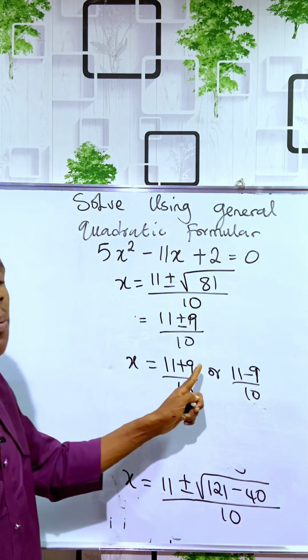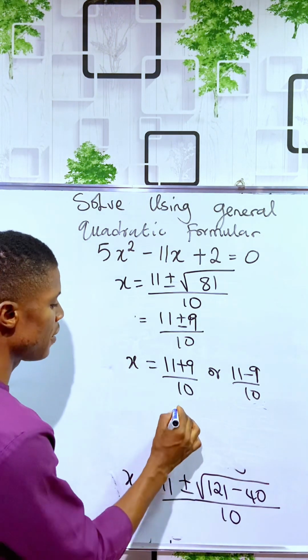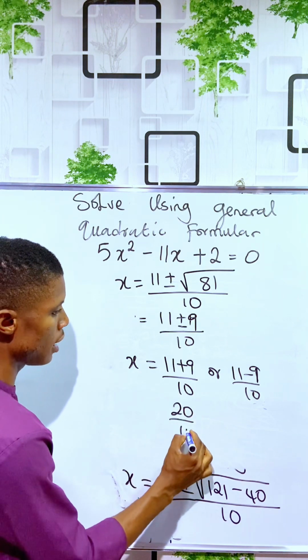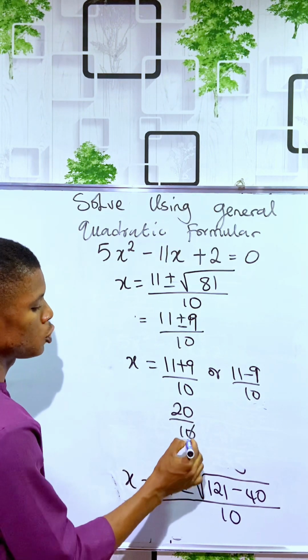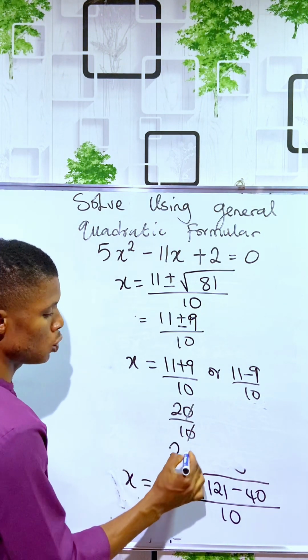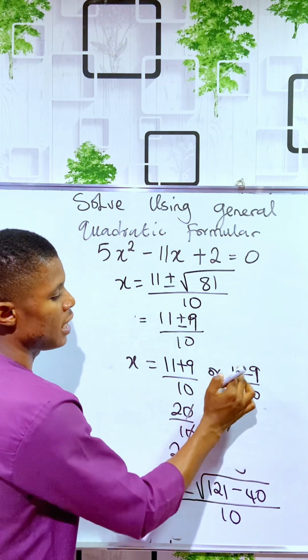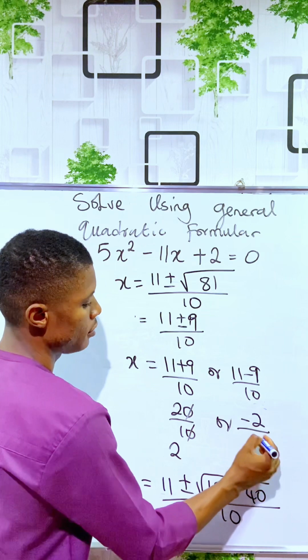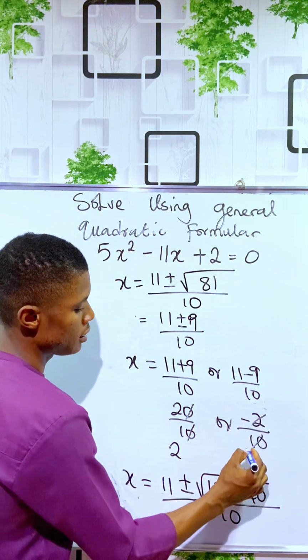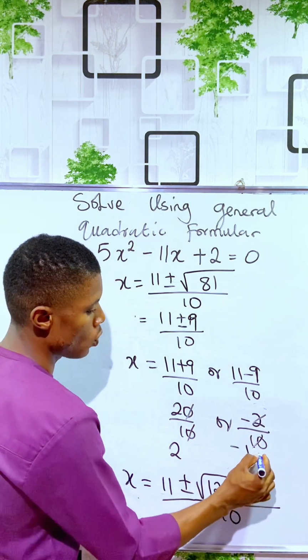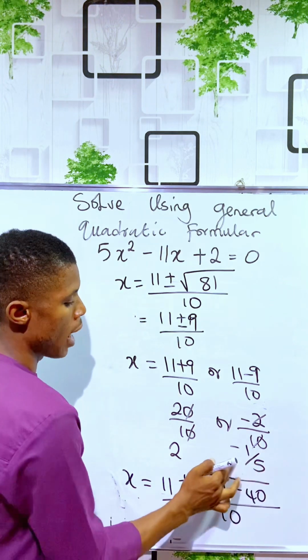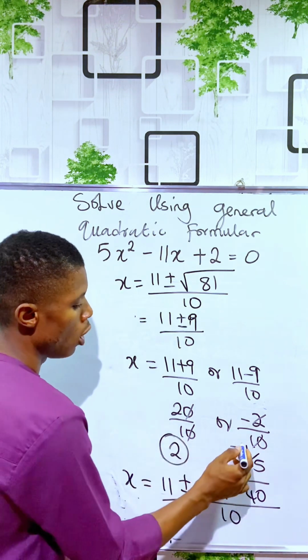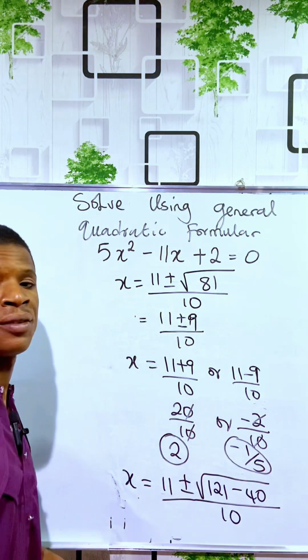When you have 11 plus 9 over 10, you have 20 over 10, and that will give you 2. So x is 2, or you have 11 minus 9, which is 2, so minus 2 over 10. If you divide, you see that it will be minus 1 over 5. So x is actually 2, or x is minus 1 over 5.